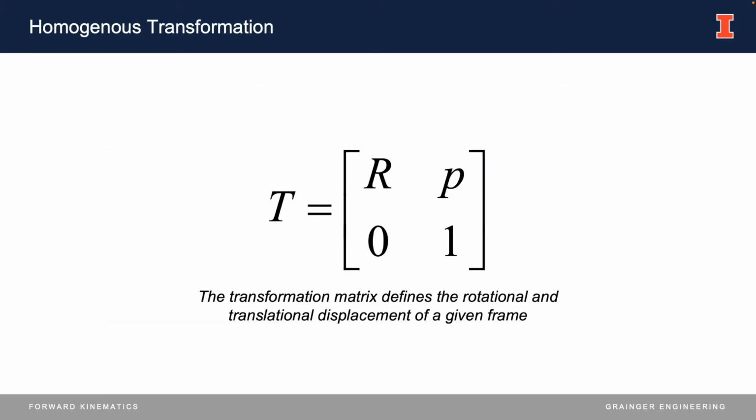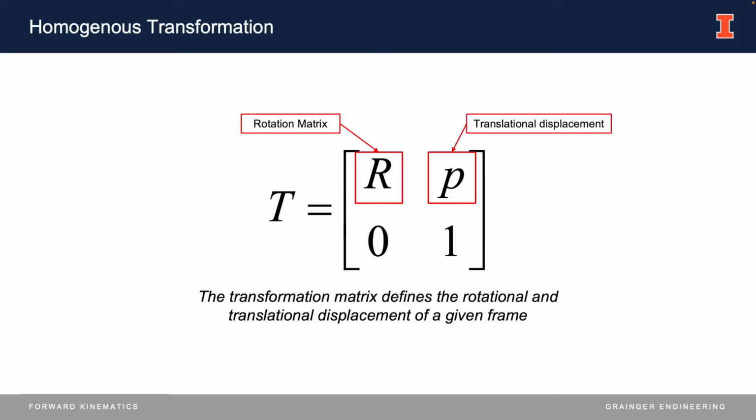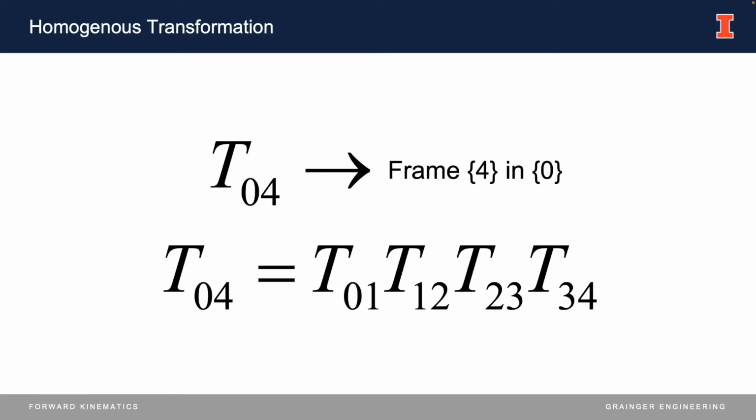To review, the transformation matrix is defined as the rotational and translational displacement between frames. Here, we see R as the rotation matrix and P as the translational displacement. Looking further into the nomenclature, the first number represents the frame that it is being expressed in, and the second number represents the frame that is being expressed. This example represents frame 4 being expressed in frame 0.